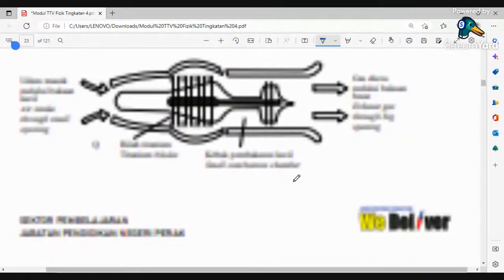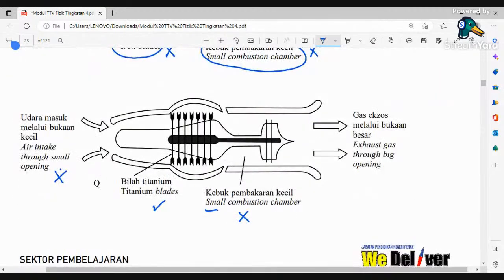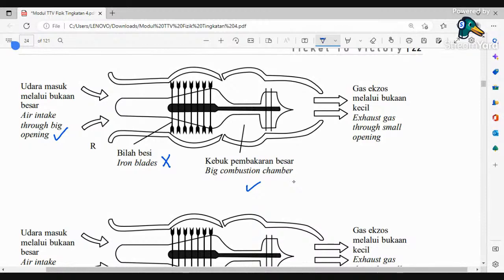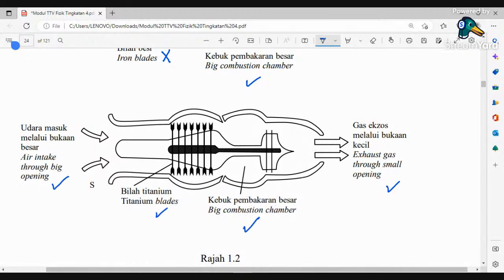Smaller than before lah. Tengok yang mana smaller, kita akan pilih yang smaller. Ini tadi kita reject. Ini big. Small, yes. Okay, kita check mana pilihan yang gambar yang paling banyak tick ialah S. So you just discuss this one. Air intake through big opening, titanium blade, big combustion chamber, exhaust gas through small opening.